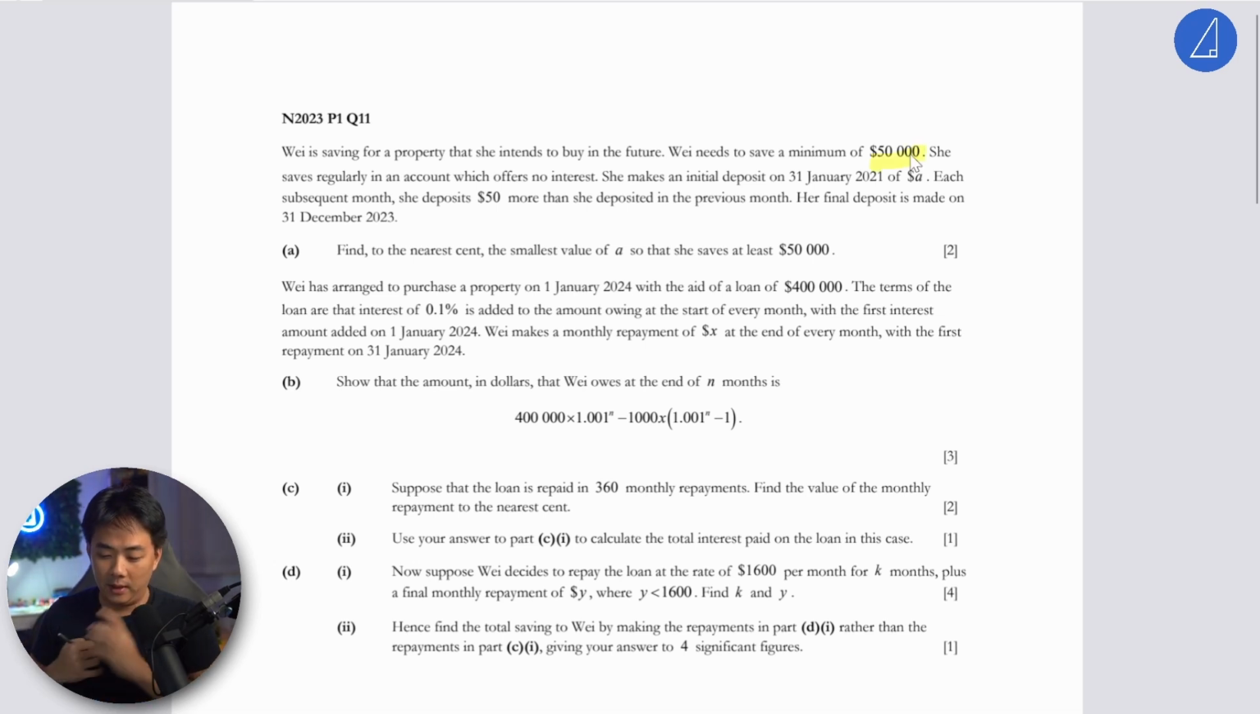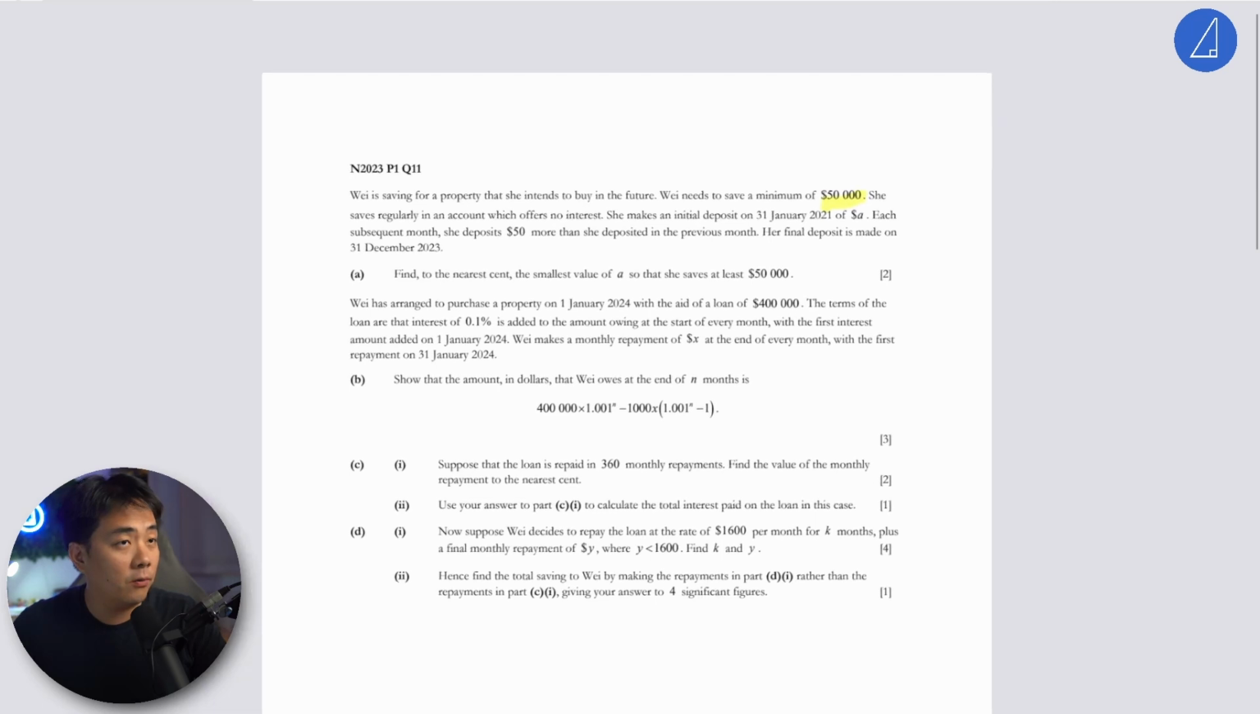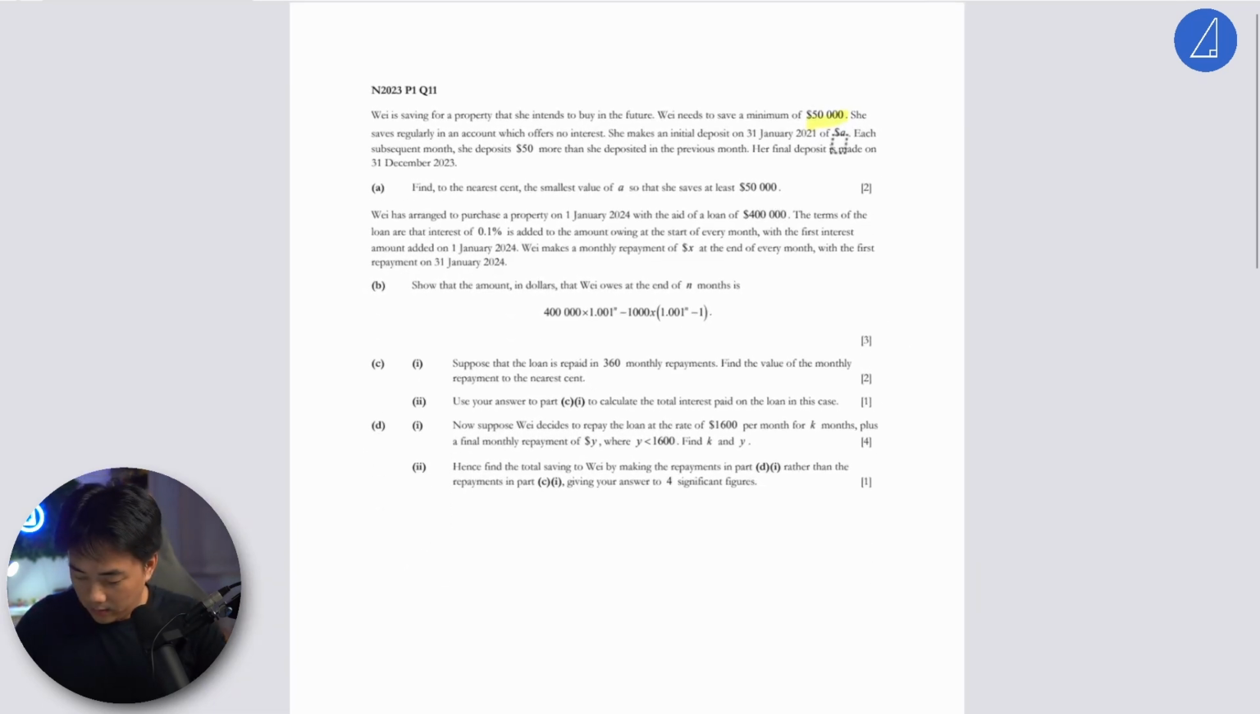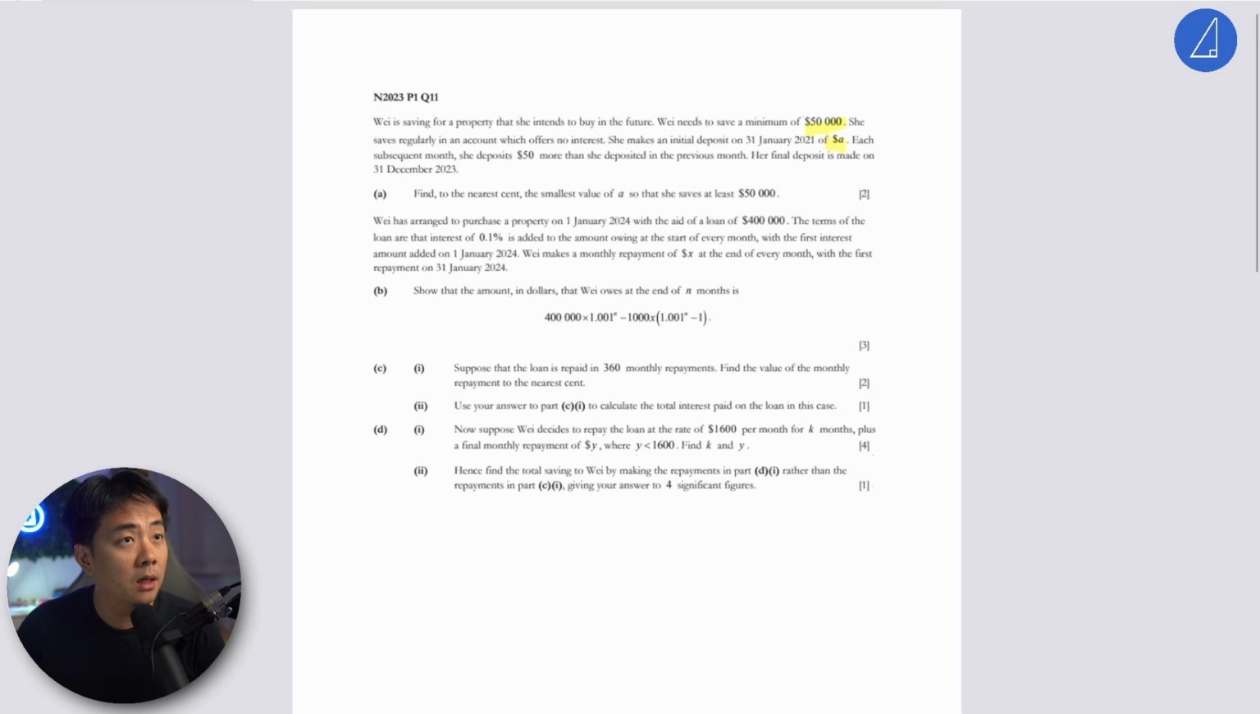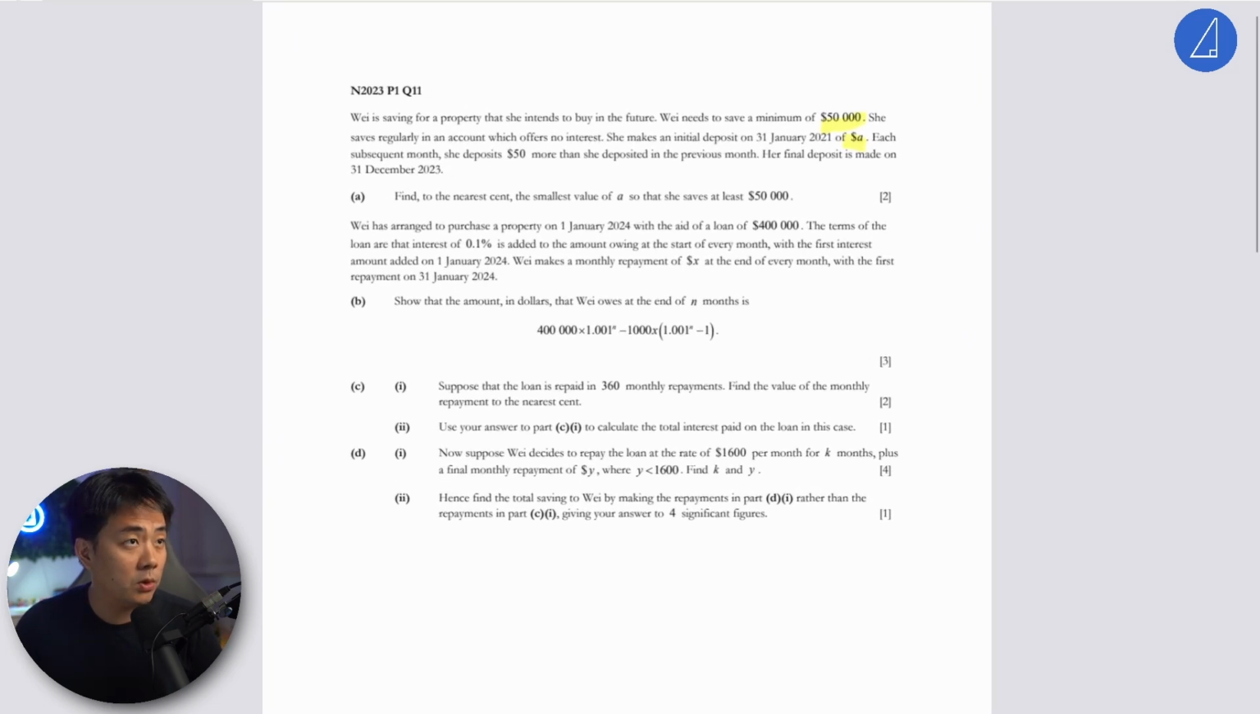She saves regularly in an account which offers no interest. She makes an initial deposit of $a on 31st January 2021. Each subsequent month, she deposits $50 more compared to the previous month. Her final deposit is made on 31st December 2023. Find, to the nearest cent, the smallest value of a so that she saves at least $50,000.